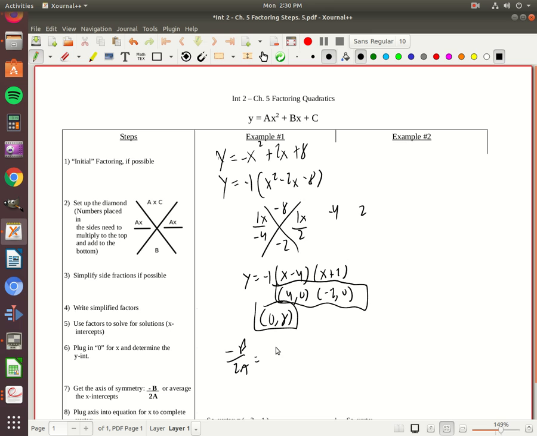All right, so -b is -2. 2a is also -2. And I get 1, which I expect to get.